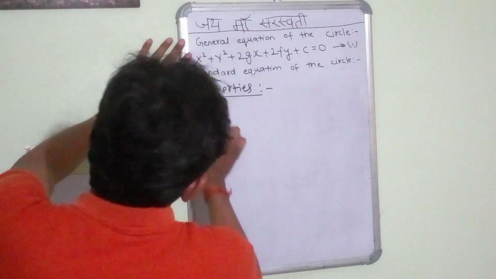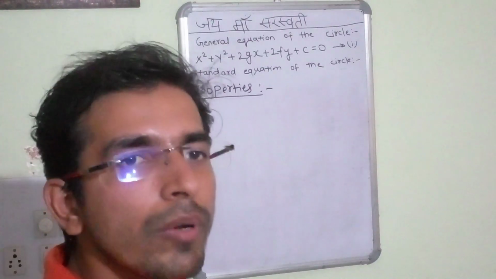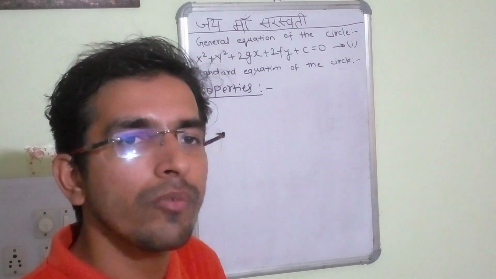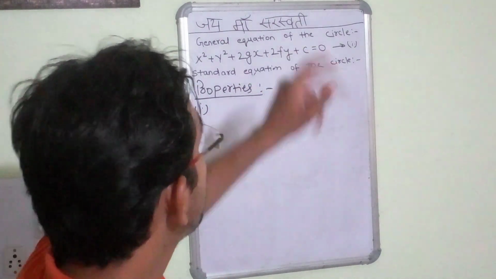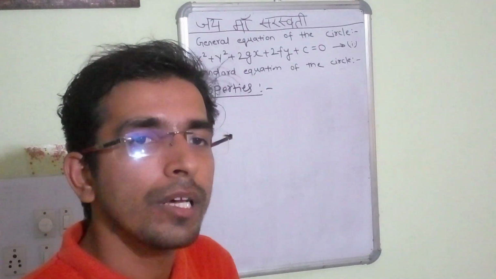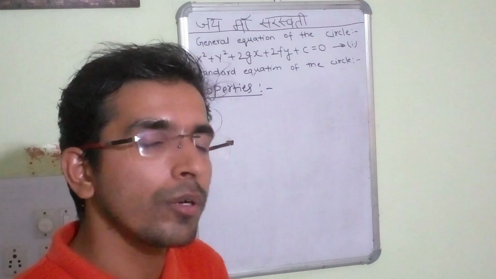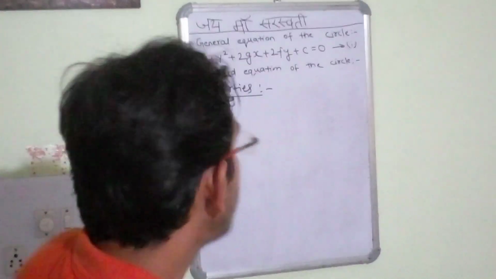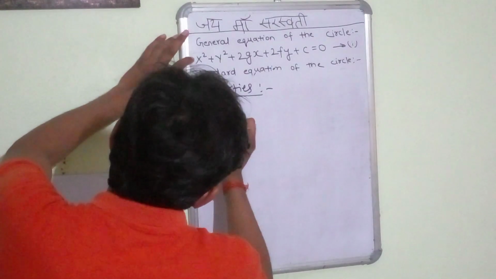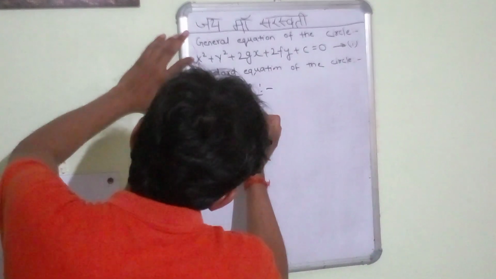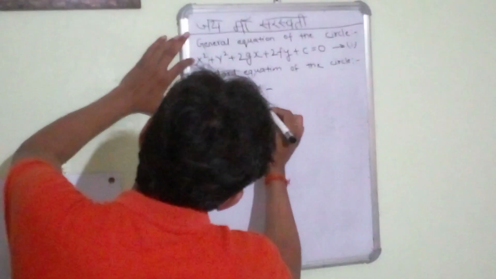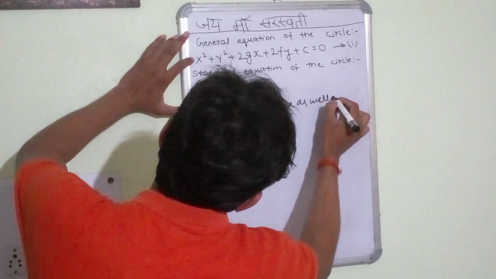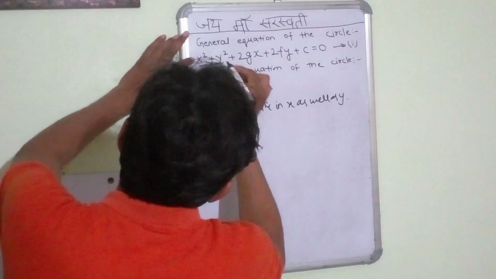First property is that this particular equation, x square plus y square plus 2gx plus 2fy plus c is equal to 0, is quadratic in nature and it is dual quadratic. That means it is quadratic in x as well as y. Both x square and y square are present.